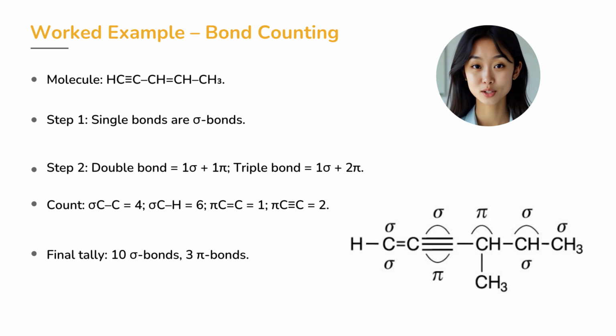That makes a total of 10 sigma bonds. For pi bonds, 1 comes from the double bond and 2 from the triple bond. So we get 3 pi bonds. Final answer, 10 sigma bonds and 3 pi bonds. Simple thumb rule: peel multiple bonds into sigma plus pi layers to avoid confusion in exams.